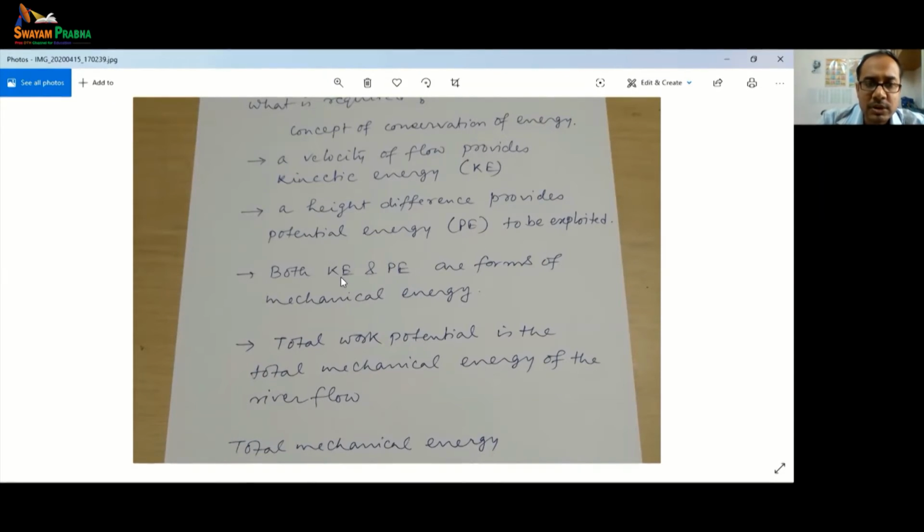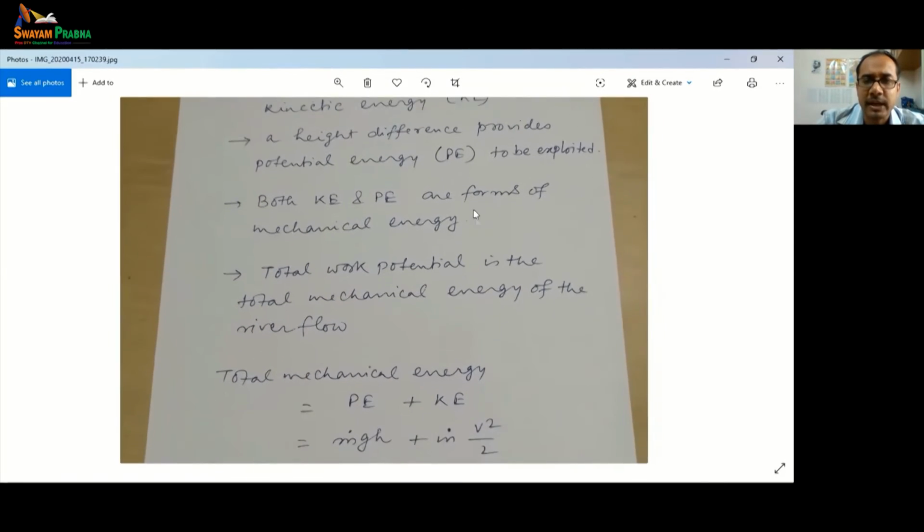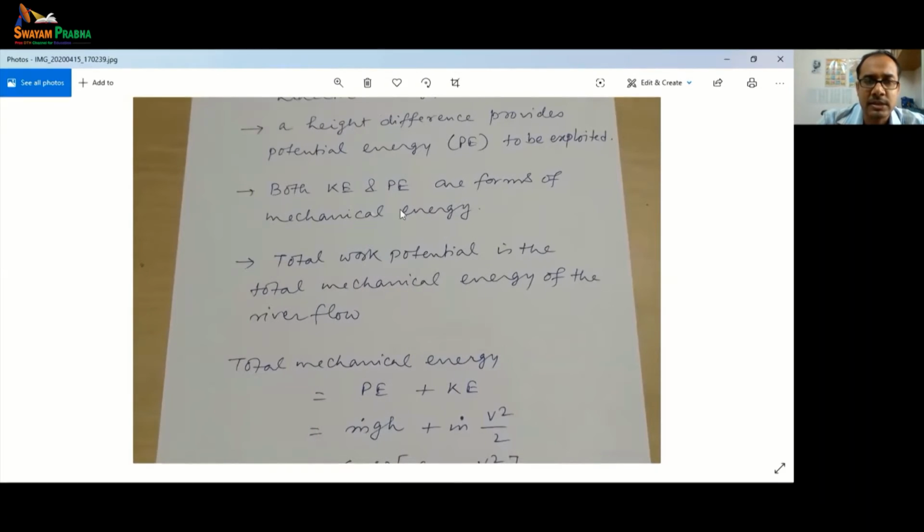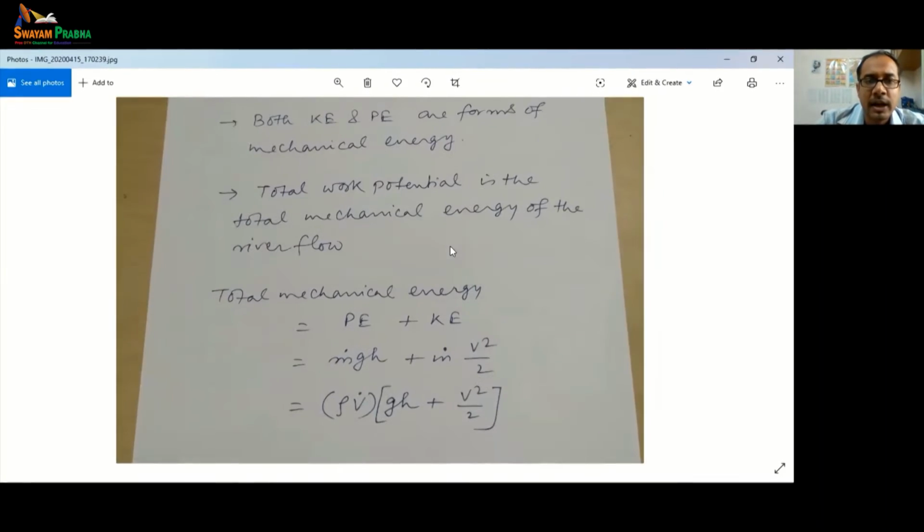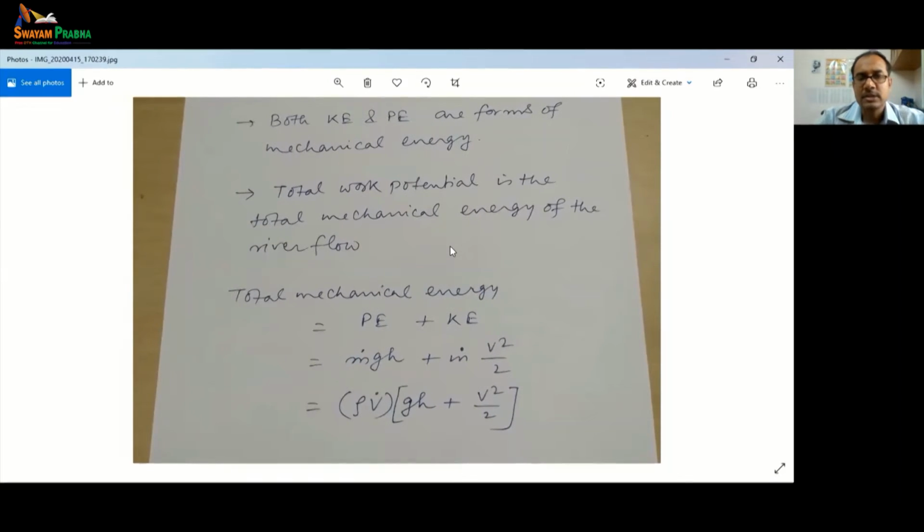That's how all these hydraulic turbines work, by exploiting the potential energy. Both this kinetic energy and potential energy are forms of mechanical energy. We call both the kinetic and potential energy mechanical energy. And it is also asking us to find out what would be the total work potential. The total work potential will be nothing but the total mechanical energy of the river flow.